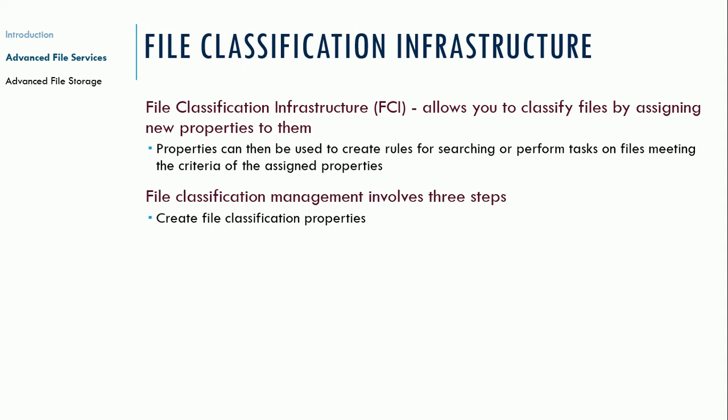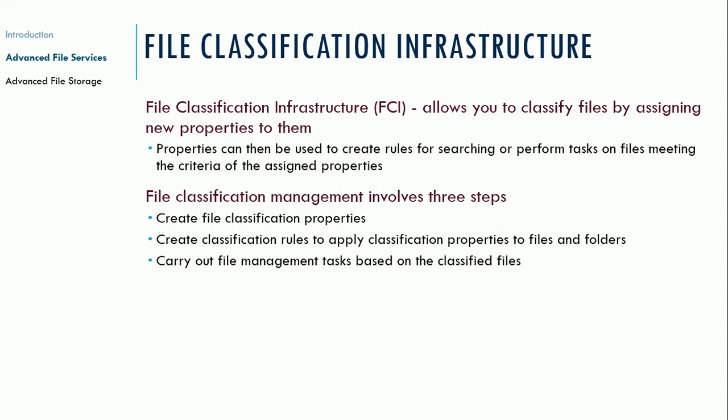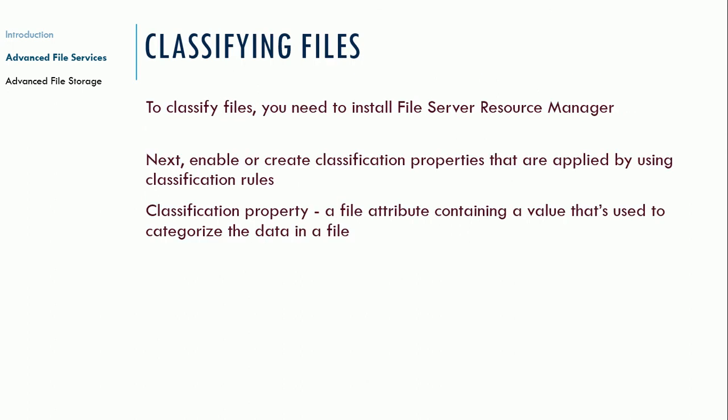You're going to create file classification properties. Then you create file classification rules to apply classification properties to files and folders. And then you carry out file management tasks based on the classification of those files. So to classify files, you have to install the File Server Resource Manager, which is a role under File and Storage Services role, which we saw a few slides ago. Then you're going to create classification properties that are applied by using classification rules.